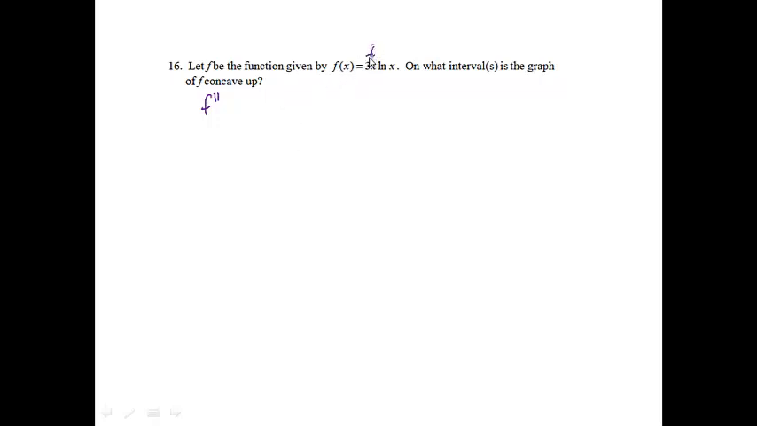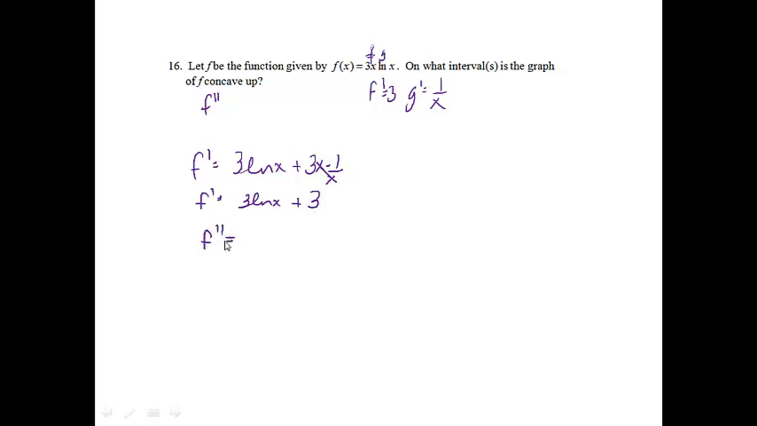So this will be f and this will be g. I'll have to use a product rule. f prime is 3, g prime is 1 over x, and so my first derivative will be f prime times g, 3 ln x, plus f times g prime, 3x times 1 over x. If I reduce that, f prime will equal 3 ln x plus the x's cancel, so I'm just left with 3. And then my second derivative, the derivative of 3 ln x will be 3 over x, and the derivative of 3 is just 0. So this is my second derivative.